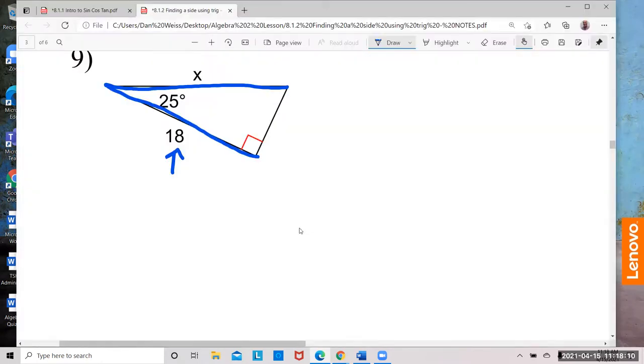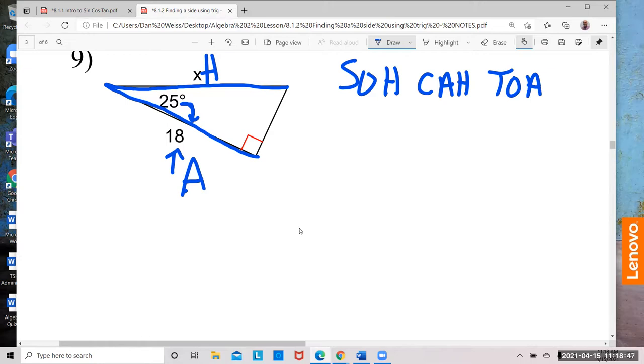So what's 18? 18 is not opposite. Adjacent. And what's X? The hypotenuse. Very good. So which one are we going to use? Sine, cosine, or tan? Did you say the middle one? Yeah, cosine.